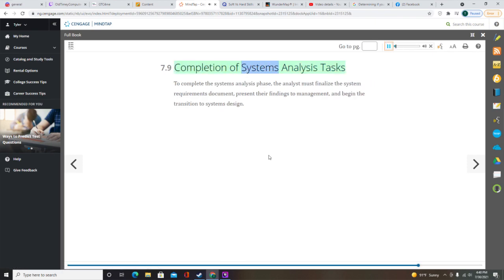Completion of systems analysis tasks. To complete the systems analysis phase, the analyst must finalize the system requirements document, present their findings to management, and begin the transition to systems design.